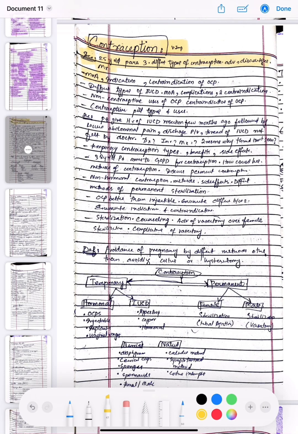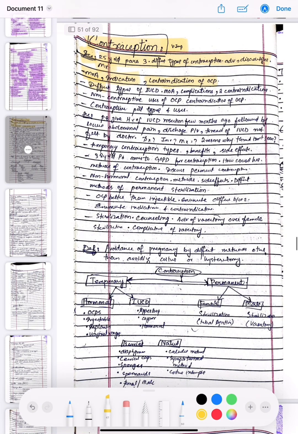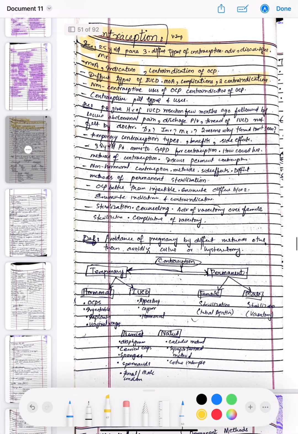The mechanism of action and indication and contraindication of the oral contraceptive pills. Then what are the different types of intrauterine contraceptive devices? The mechanism of action, the complications and the contraindications. Then what are the non-contraceptive uses of OCP and the contraindications of OCP? Then the contraceptive pill types and uses.